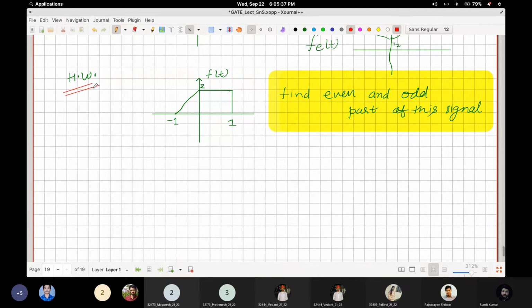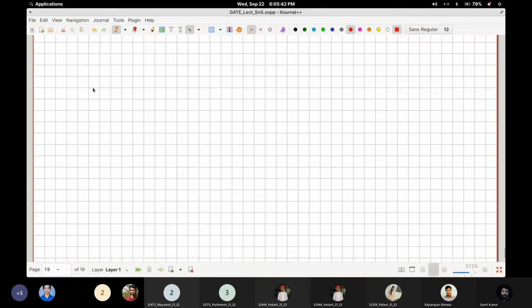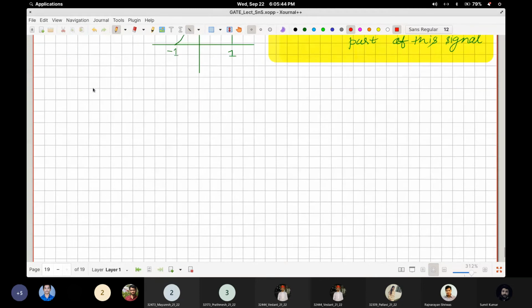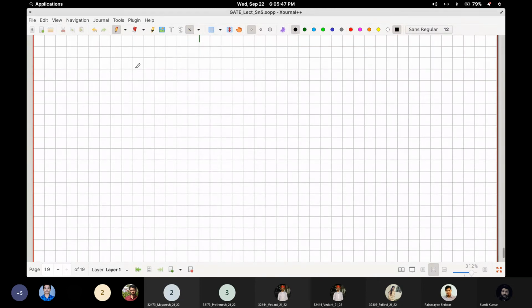Now let's move on from here. We have classified in even and odd. Now we will be classifying in periodic and aperiodic signal. Okay. So periodic and non-periodic signal or aperiodic signal. So ये definition भी आप लोग को already मालूम होगा, right?